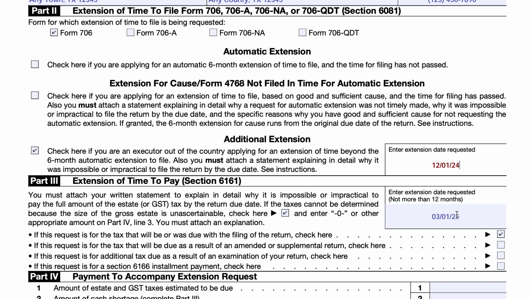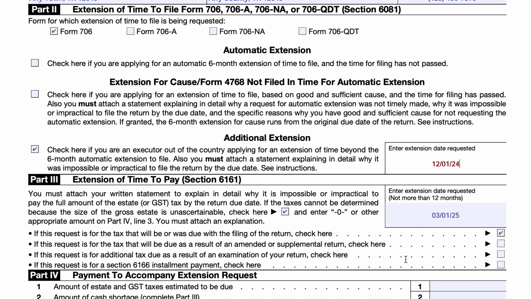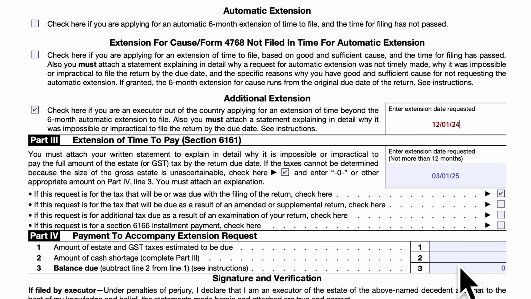So if you cannot determine the taxes because the size of the gross estate is unascertainable, for example, if a lot of it is under litigation, then you would check here. You would put 0 on line 3 down here. You can enter your extension date requested here, but not more than 12 months at a clip. And then you would check the appropriate box.